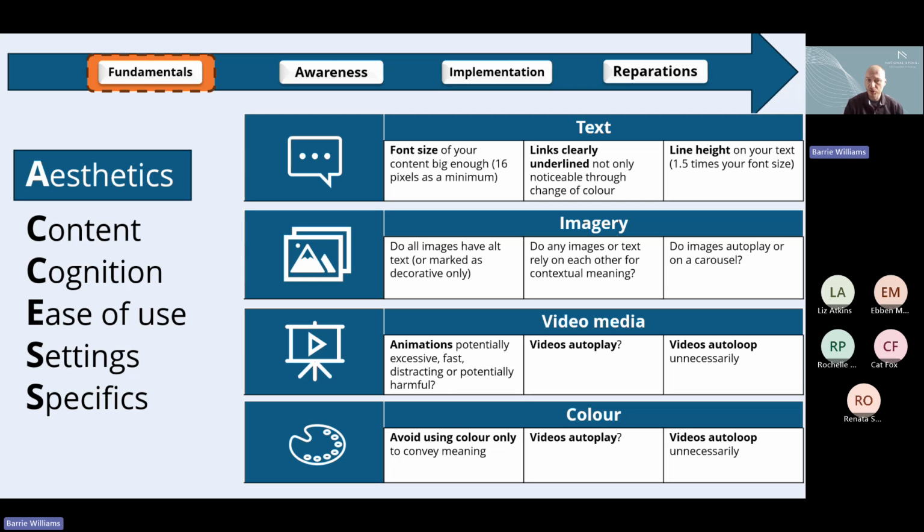Color. Avoid using color only to convey meaning. Again, people who are colorblind might not be able to see what you are trying to get at just by using color. Sorry, I've repeated that one about videos autoplay and auto loop. So either way, just the color for that one. So those are just a rule of thumb. Again, not all of them. They are just some ideas for you to think about.